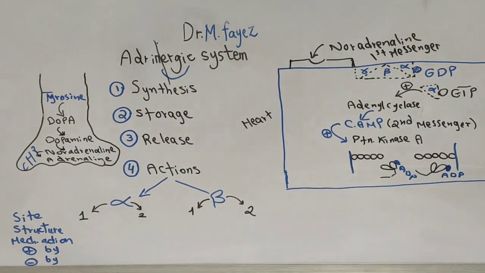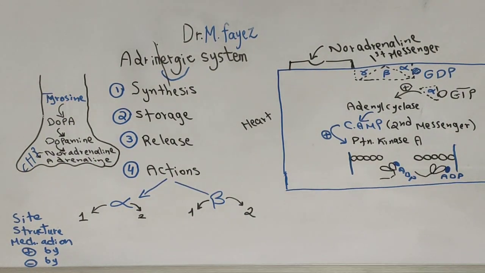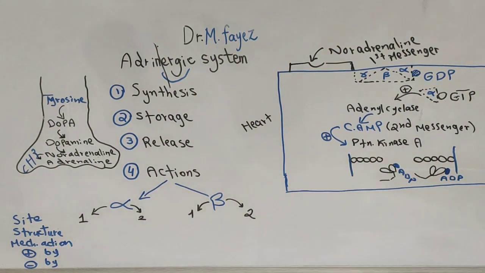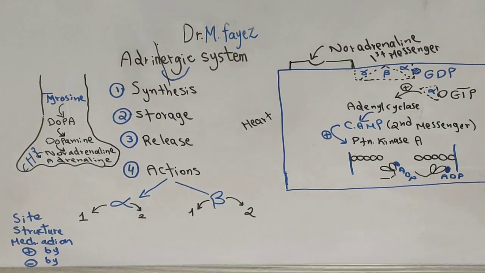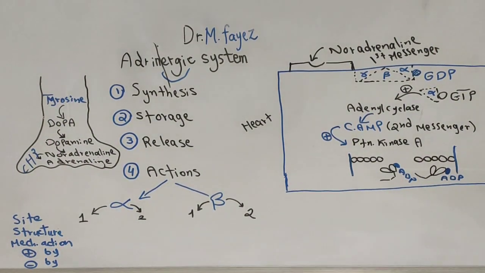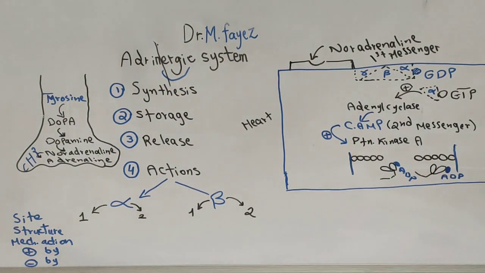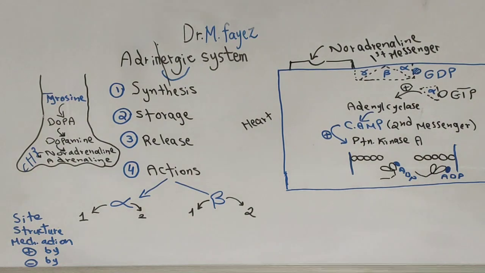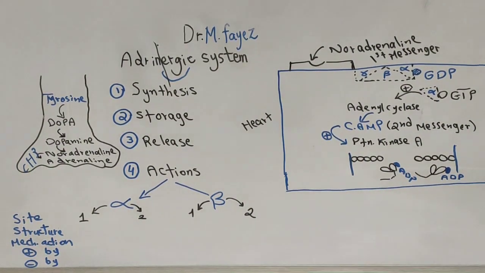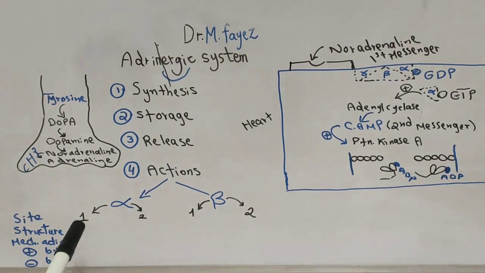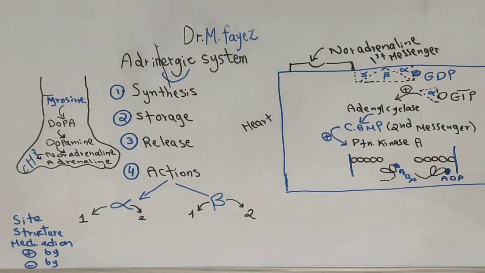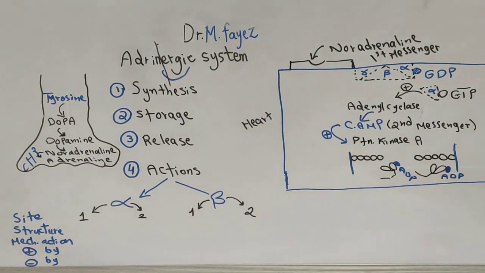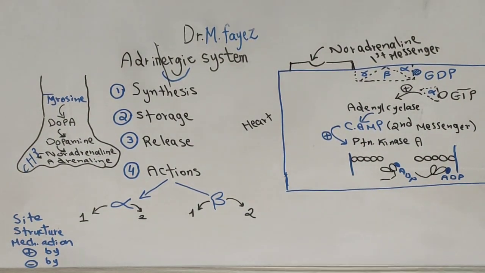So if we want to imagine what will happen, noradrenaline or adrenaline will bind to these receptors. The first receptor to be discovered is called alpha. Alpha in the Latin language means one. And the second receptor discovered is called beta. Beta in the Latin language means two. So we have alpha and beta. Alpha is subdivided into alpha 1 and alpha 2, and the beta receptor is also subdivided into beta 1 and beta 2.